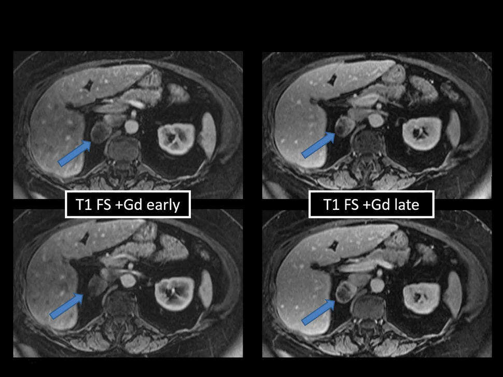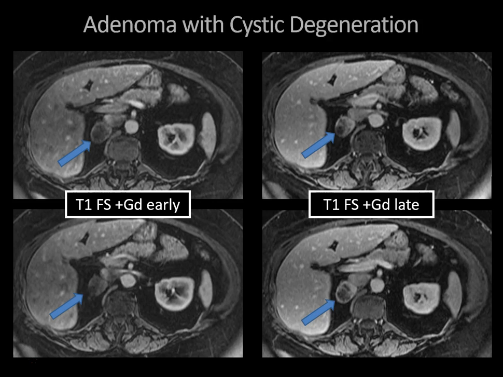Again, pheochromocytoma is a biochemical diagnosis. And it turned out to be an adenoma with cystic degeneration on surgery. This was removed laparoscopically because even though pheochromocytoma was excluded biochemically, there was suspicion that it may be a functioning adrenal adenoma causing subclinical Cushing syndrome.